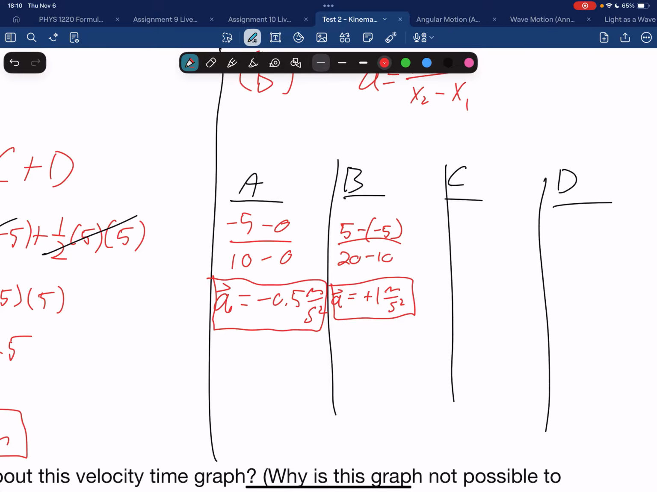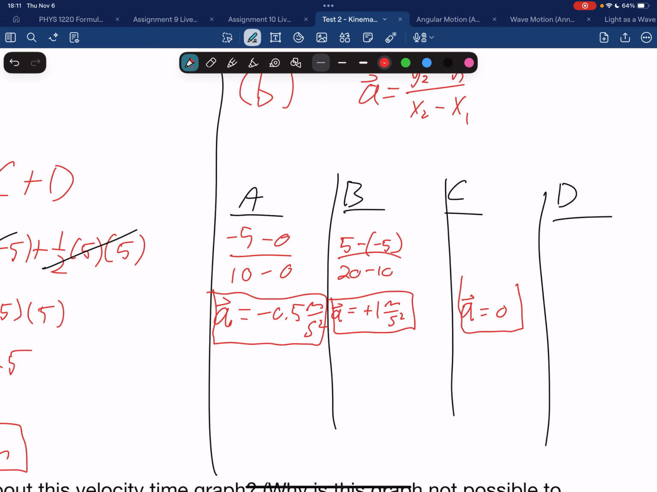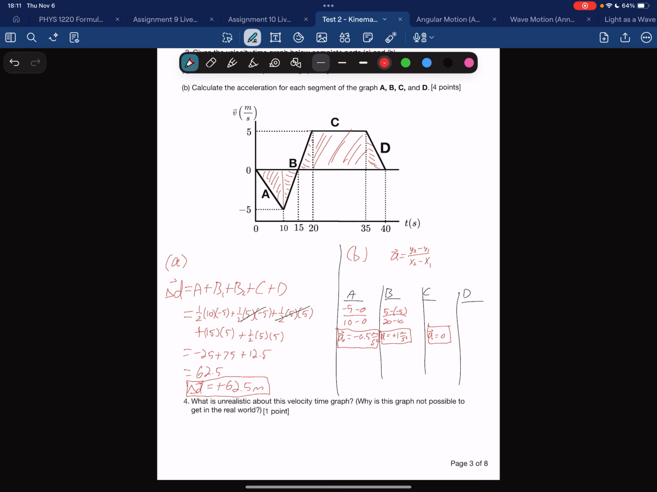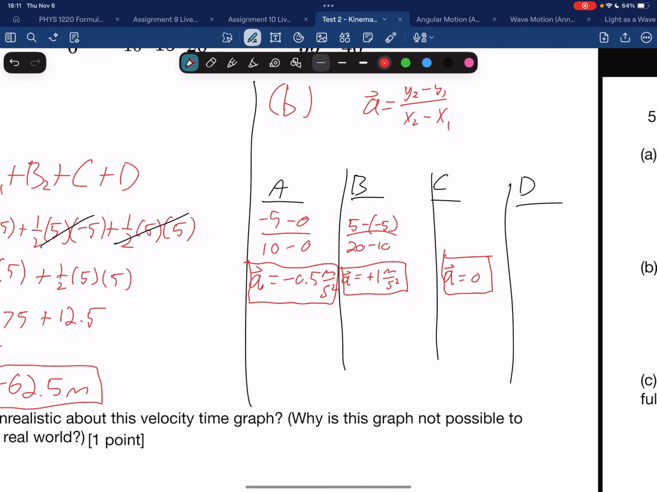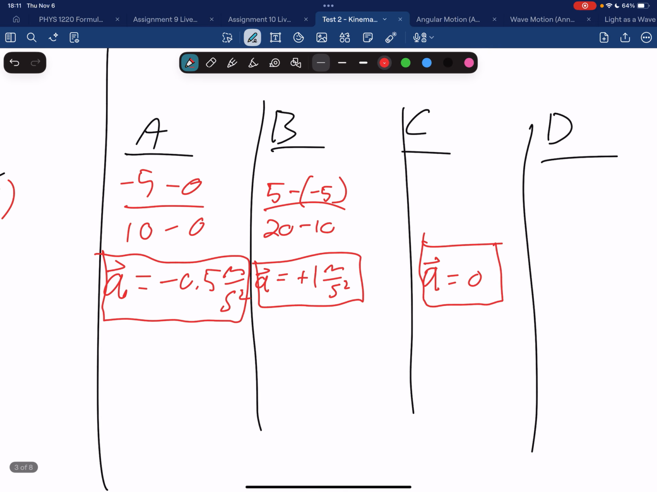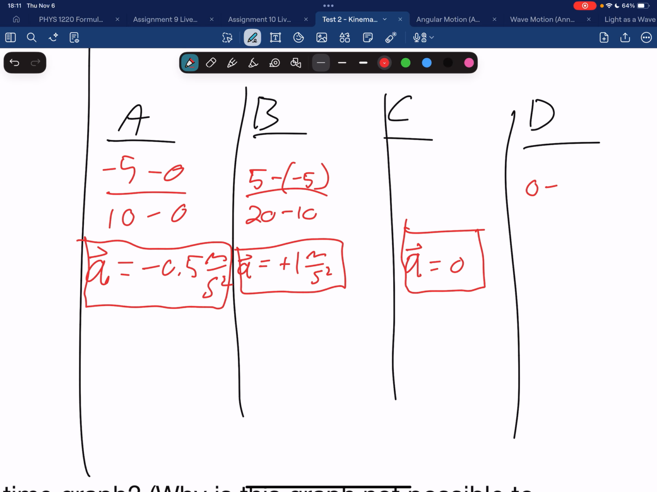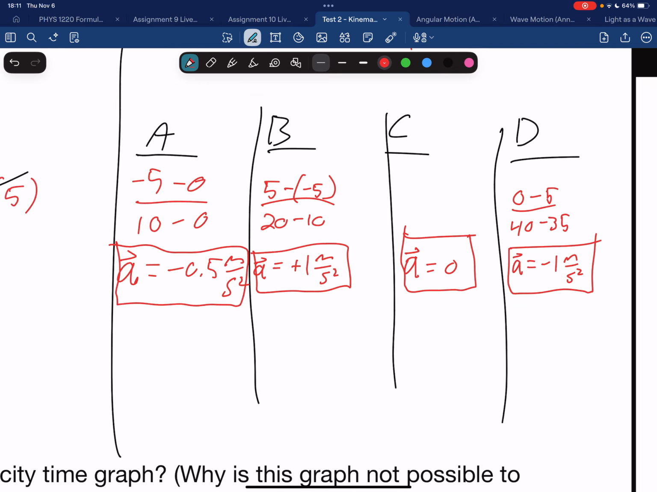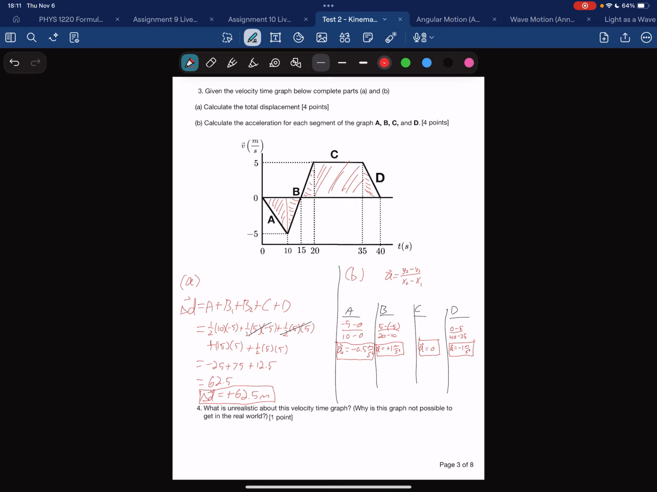C, this is actually a horizontal flat line. So there is no acceleration here. The velocity is not changing at all. It is constant during C. So acceleration is 0 for this part. Lastly, for D, I have 0 minus 5 over 40 minus 35. Plugging that in gives us an acceleration of -1 meters per second squared. And that is what I was looking for 3B.